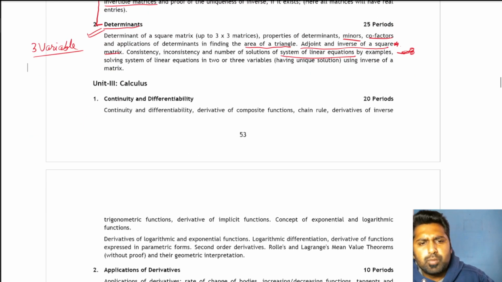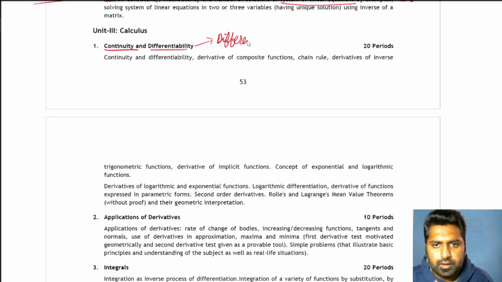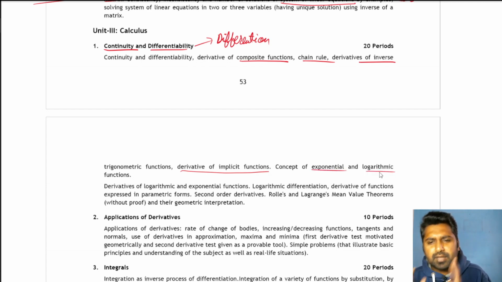Then comes the most important part of completely grade 11th and 12th, that is calculus, that is differentiation and integration. A lot of chapters are there. First chapter, that is continuity and differentiability. Continuity is a small part of it. More importantly, it is differentiation. So we'll talk about how we can differentiate a composite function, what is a chain rule, how can we differentiate inverse functions, implicit functions, how can we differentiate exponential, logarithmic, means any function, something that you can write mathematically, you'll learn how you can differentiate it.